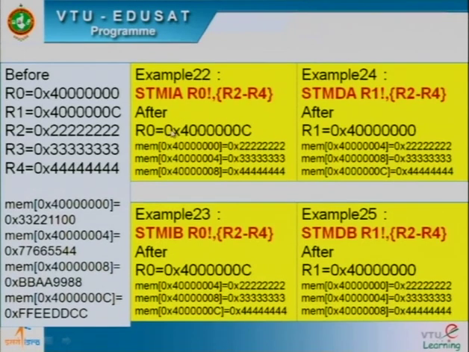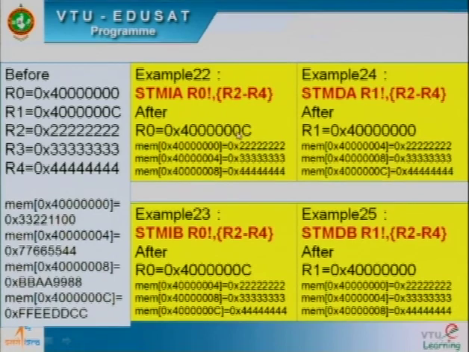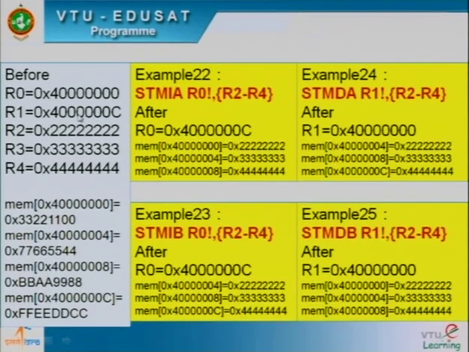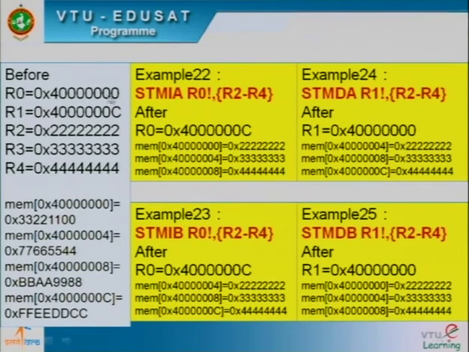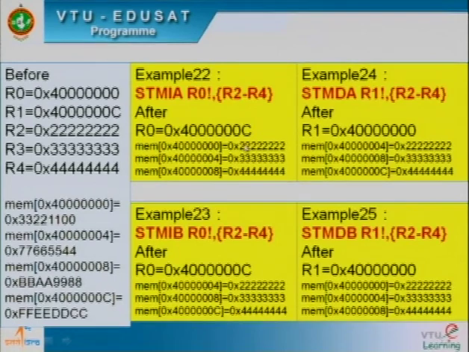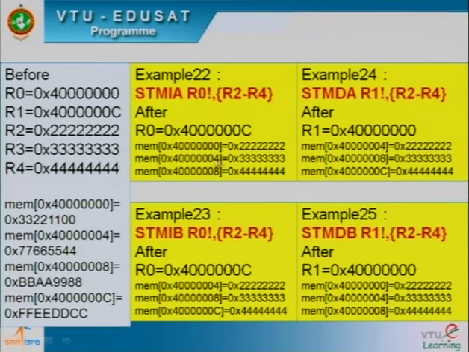R0 holds the value 0x4 followed by 60C. What happens after the execution of this instruction? The content of R2 gets copied to the initial address of R0. The initial address of R0 is 4 followed by 7 zeros. To that memory location, the R2 value will get copied. Then that memory location gets incremented. That is the meaning of increment after.